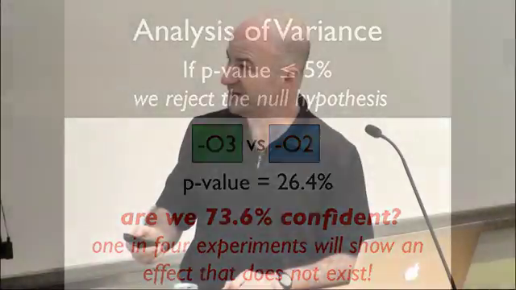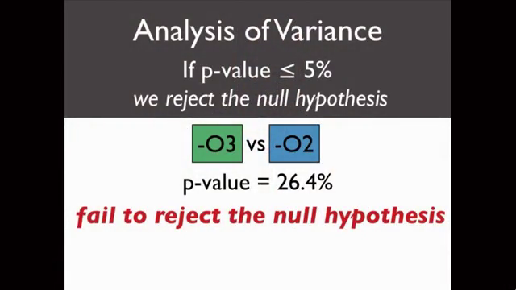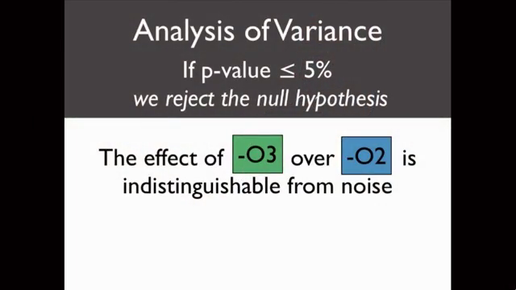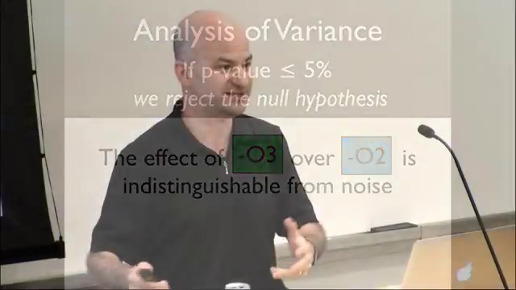So when we compare O3 and O2, we get a p-value of 26.4%. We wanted it to be below 5. That means that we're only 73.6% confident that these results were not due to random chance. In other words, 1 in 4 experiments will show an effect that doesn't exist. So this is a classic failing of the null hypothesis. That is, you can't reject the null hypothesis that -O3 and -O2 are the same, that all the effects you observe are due to randomness. Colloquially, we say the effect of O3 versus O2 is indistinguishable from noise.